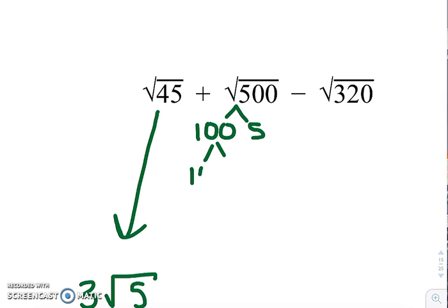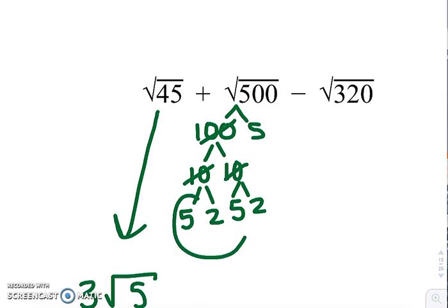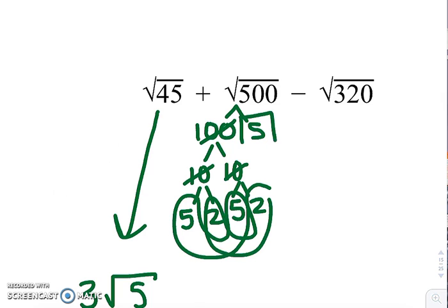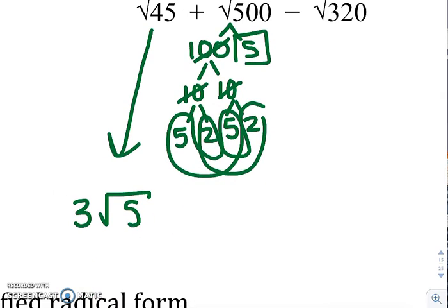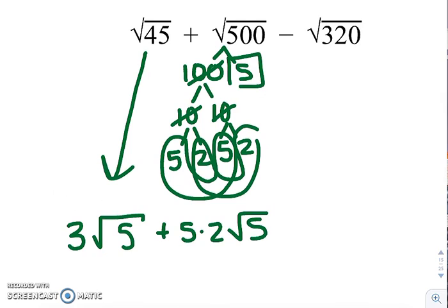100, 10 and 10, 5 and 2. So pair of 5s, pair of 2s, this guy is left. So plus 5 times 2, square root 5. So far so good. We've got square root 5s only.